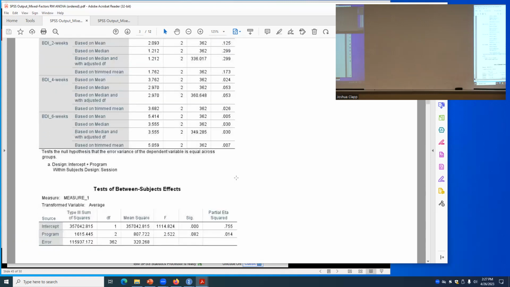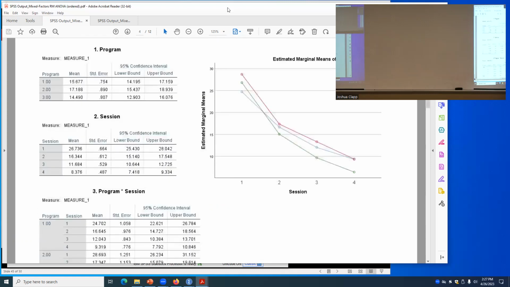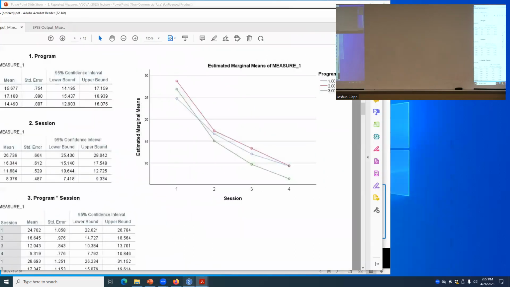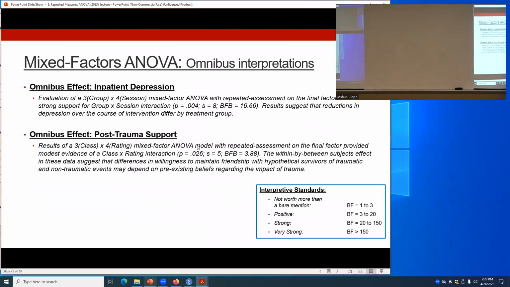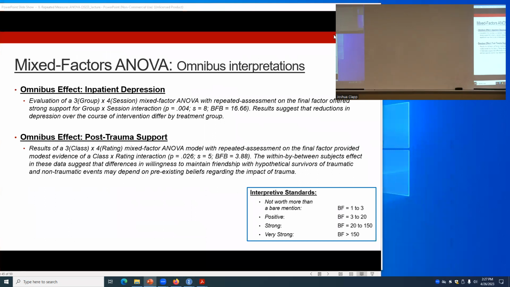And so down we go. So I guess here, if we go back and take a look at our interpretation, we're saying: evaluation of a 3x4 mixed factor ANOVA with repeated assessments on the final factor, strong support for group by session interaction. Results suggest that reductions in depression over the course of intervention differ by treatment group.